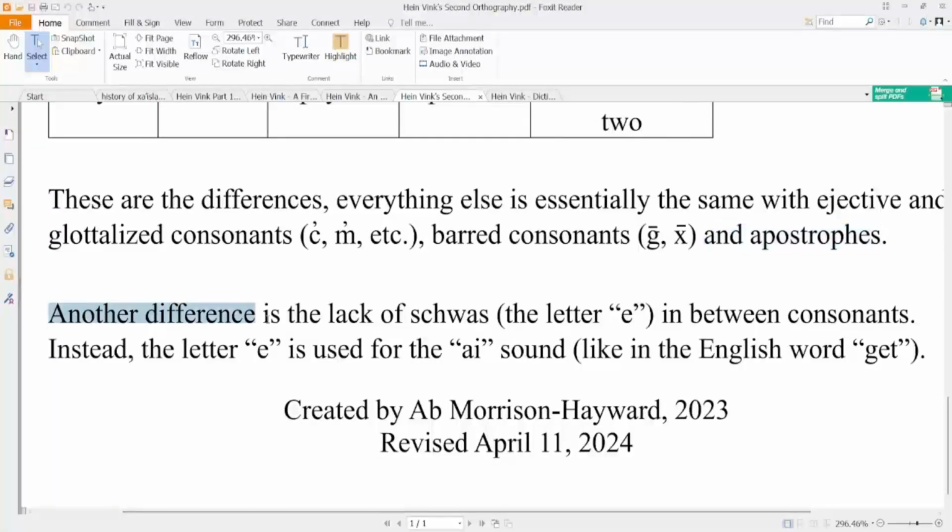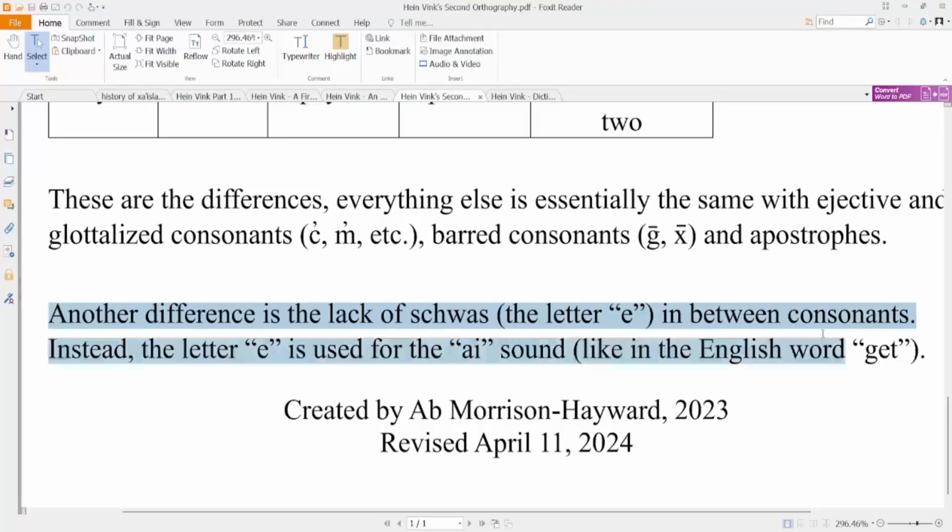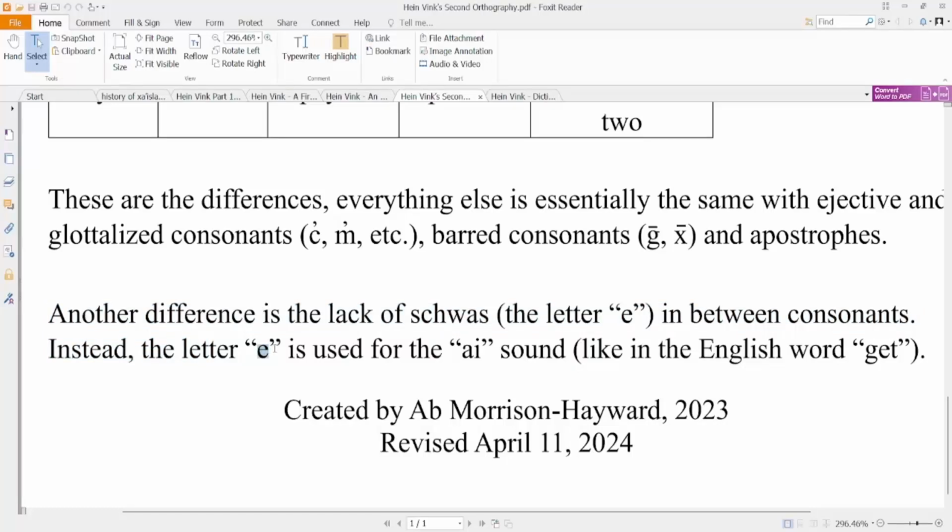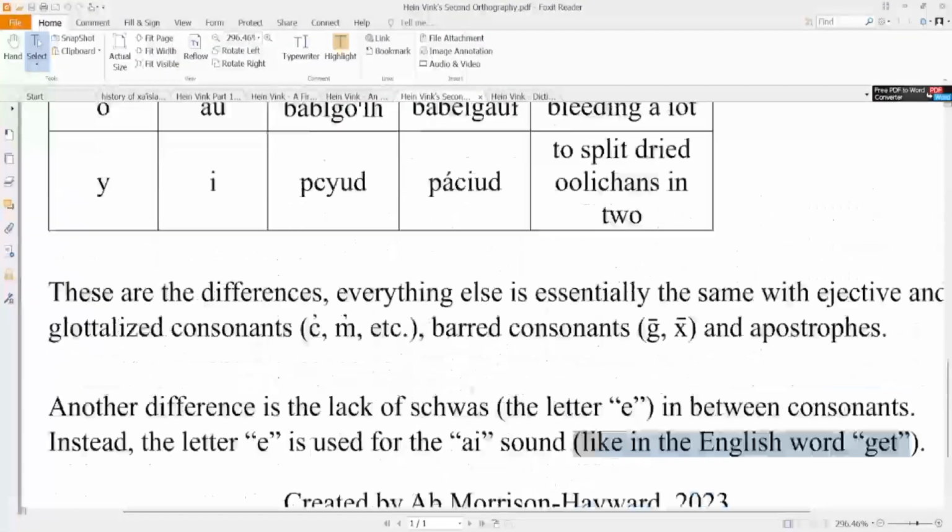Another difference between HV2 and the hybrid is the letter E. It's used between consonants a lot of the time. So instead of the letter E in HV2, he used the E to stand in for the AI sound, which is eh, like in the English word get.